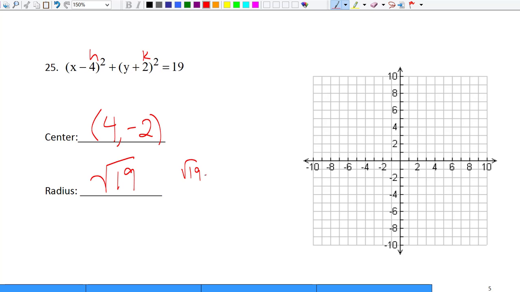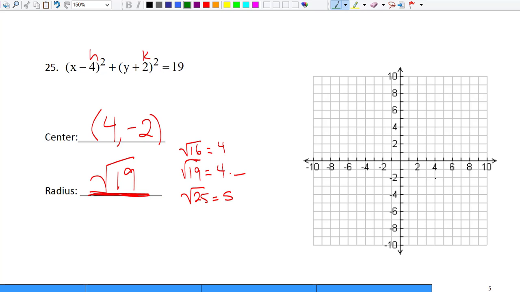Now, root 19, I don't know what that is in my head. And if you had a calculator, you could probably figure it out. But let's pretend you don't have a calculator. So if I know that root 19 is sandwiched somewhere between root 16 and root 25, because 19 is between them, I know the square root of 16 is 4. I know the square root of 25 is 5. So the square root of 19 must be 4 point something. Okay. Now the answer that I'm giving you credit for is root 19.